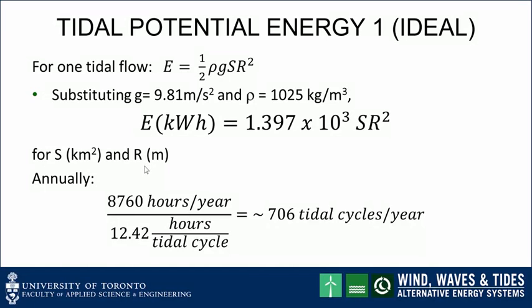Now if we want to go to a year and figure out the energy available in a year, we have to figure out how many tidal cycles there are. There are 8,760 hours per year. It's 12.42 hours per tidal cycle. So there are 706 tidal cycles per year.